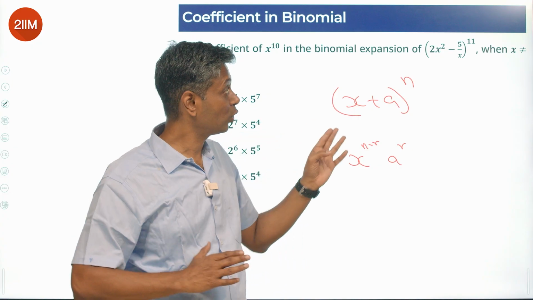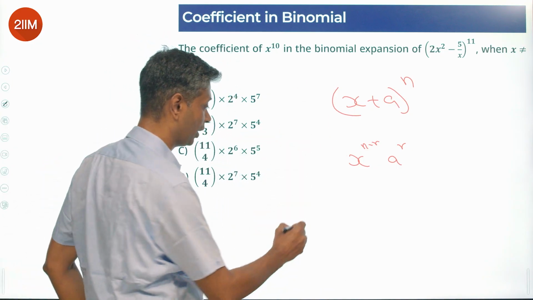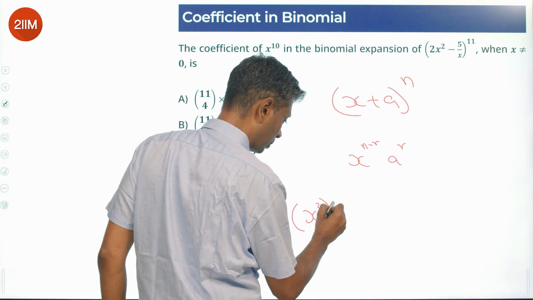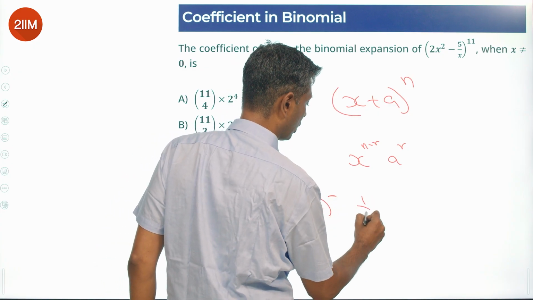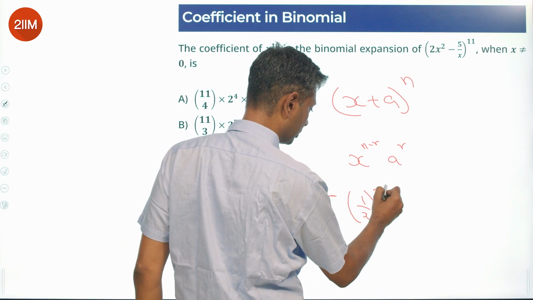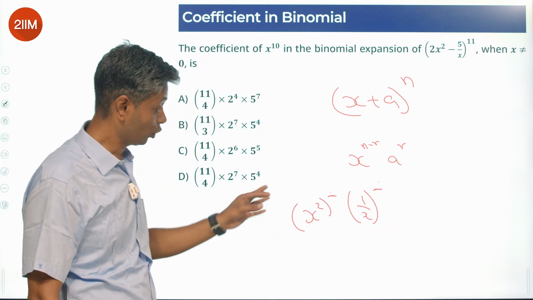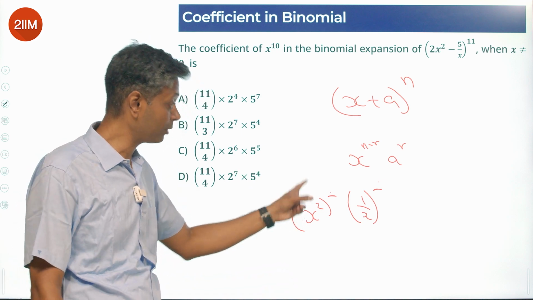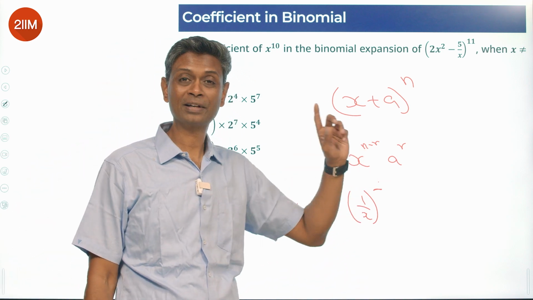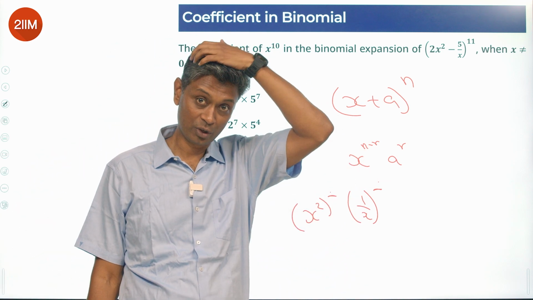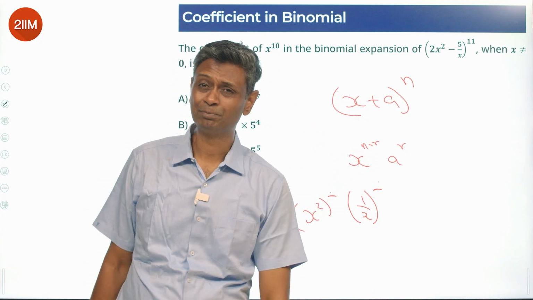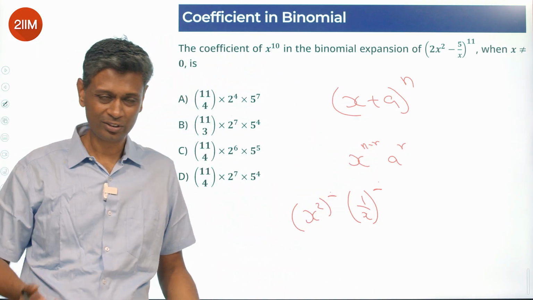I have to put x² per some number and 1/x per some number. These two should add up to 11, so that we get x power 10 as the coefficient. The powers add up to 11. Just trial and error, and we can do this.